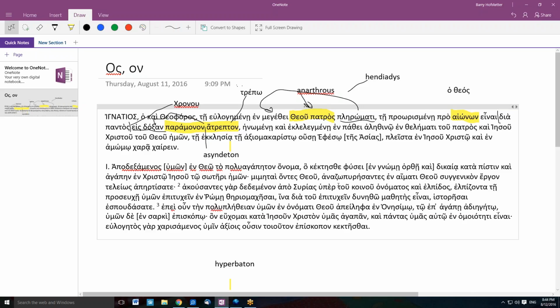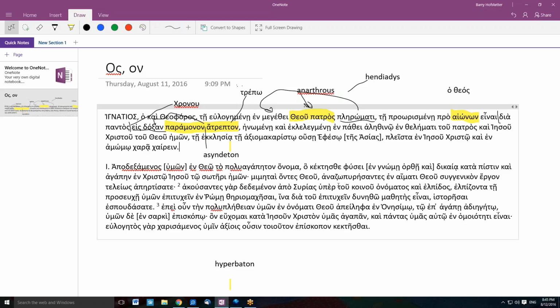Okay, let's move on to the next phrase then. Could I have, oh, this is a long one. Do I have somebody who would like to read that? Preferably somebody who hasn't yet read. I'll give it a shot. Yeah. It's, men kai ekelegmeni and pati alisino and mati to patros kai isu Christu to theruimon.